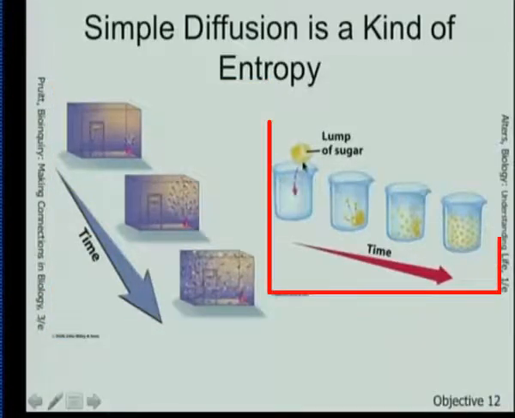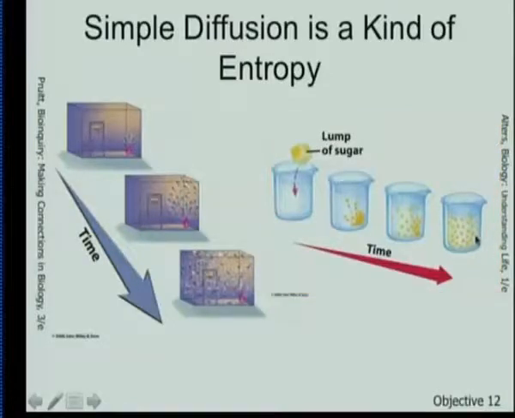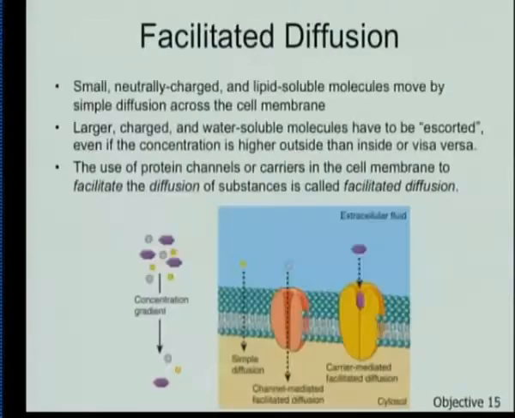Or even dissolving sugar in water. We have a high concentration, and over time, those sugar molecules will evenly distribute. So notice, didn't require any energy, just happened on its own. Went from an area of high concentration to an area of low concentration, so it went with its concentration gradient. Okay, pretty simple. Okay, so that's simple diffusion.